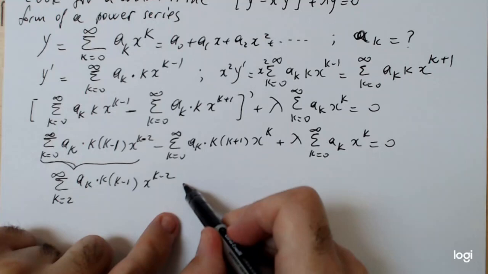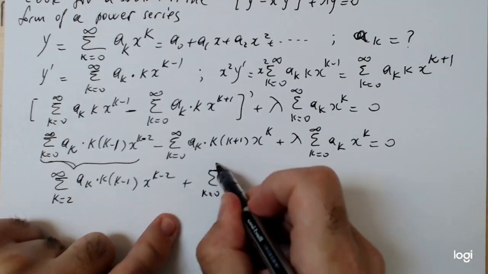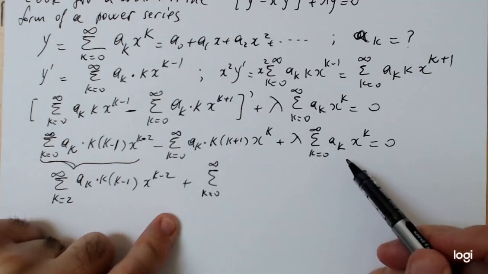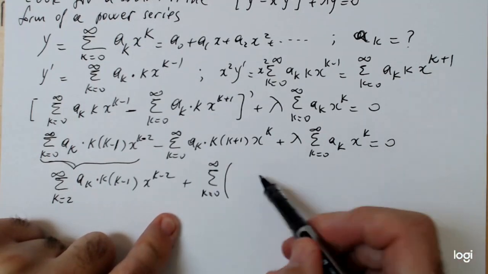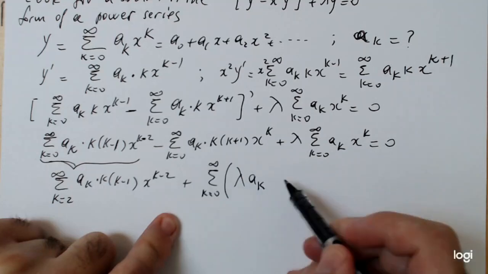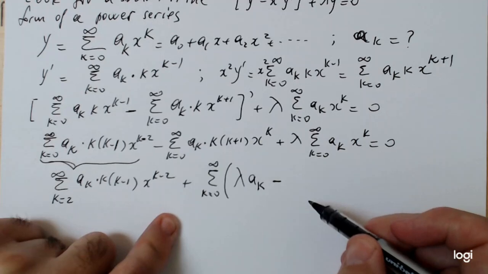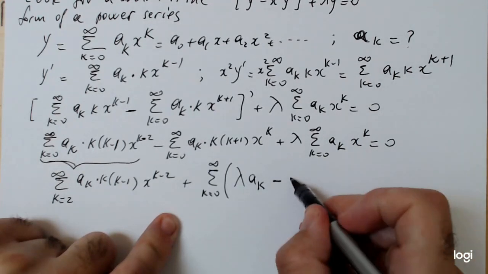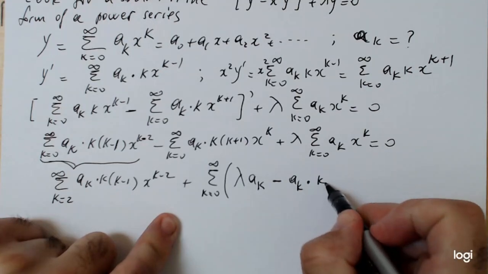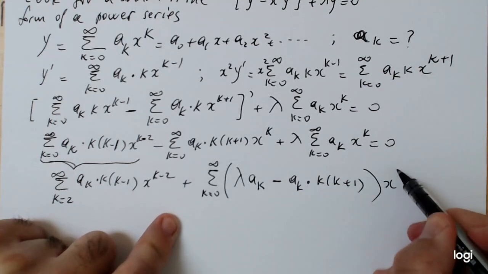And like I said, let's combine these two summations into one. And we can pull out x to the k. And then you have lambda a_k minus, I should have left a_k outside, I'll do that next time. Minus a_k times (k plus 1) inside the summation, and then x to the power k equals 0.